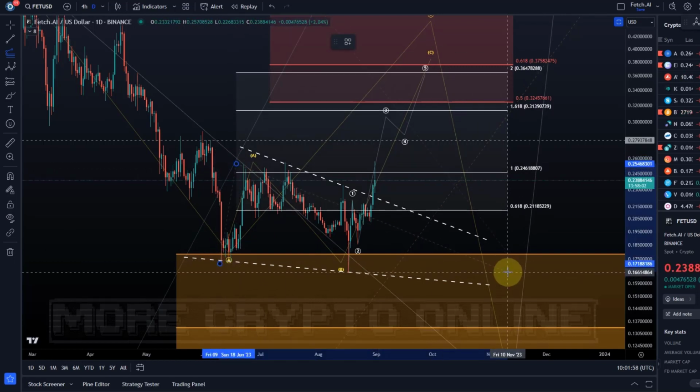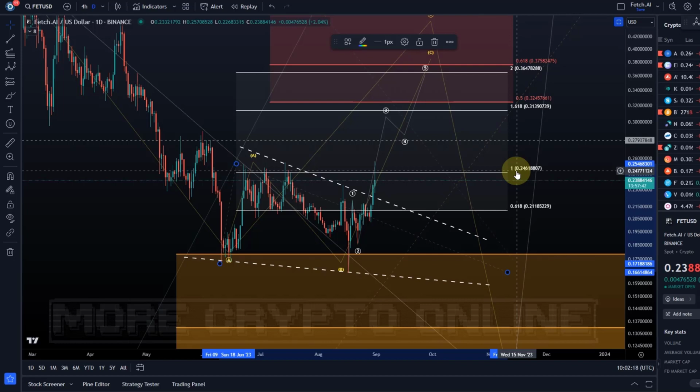So the 1-to-1 ratio is the 100% extension that was already reached at 24.6 cents. Therefore, I can say from an extension point of view, minimum expectations have actually already been reached, but it would be very, very short for such a B wave. We generally prefer it to go a little bit higher.